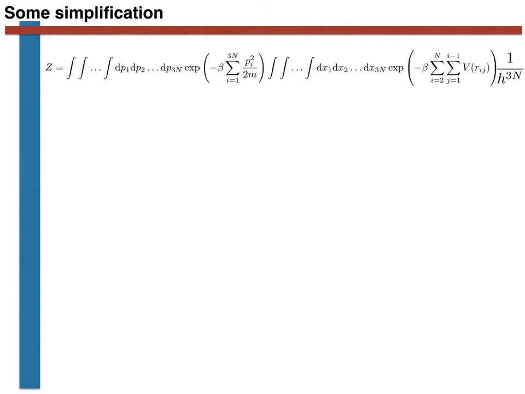We can go further than this with the exponential of sum to product of exponentials and separation of variables trick. The 3n dimensional integral over momentum coordinates can be separated into 3n separate one-dimensional integrals, as shown here. On top of this, all of these one-dimensional integrals are identical. So, although I have written this as a product here, I could have equally written this as a single integral raised to the power of 3n.